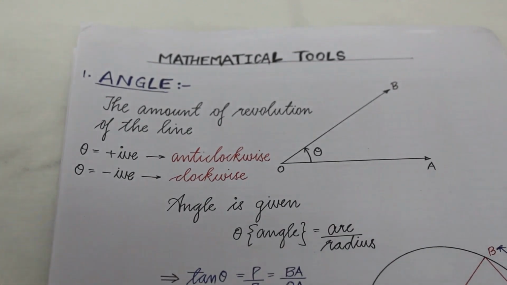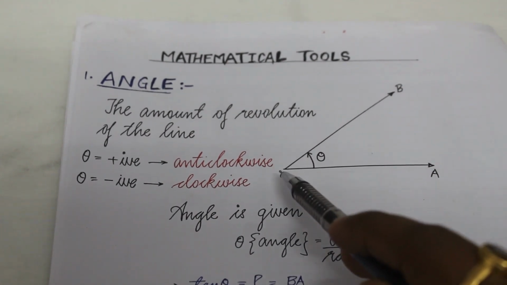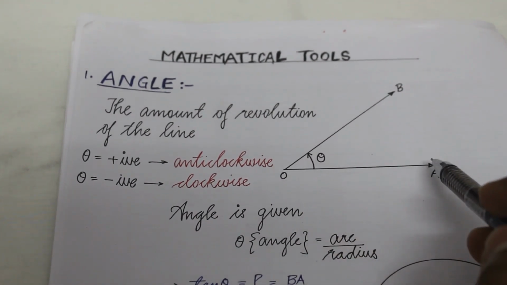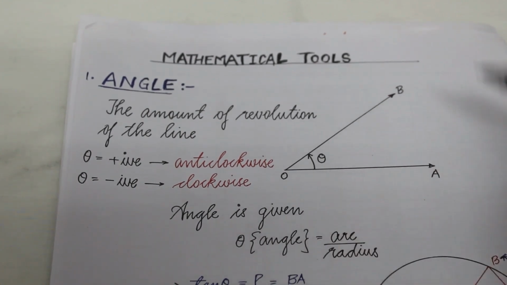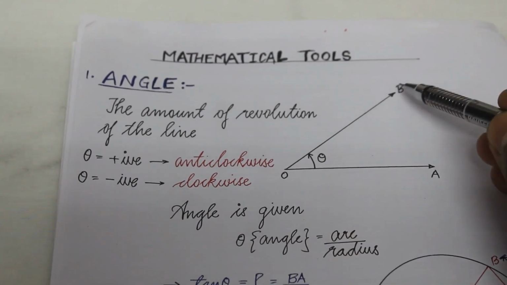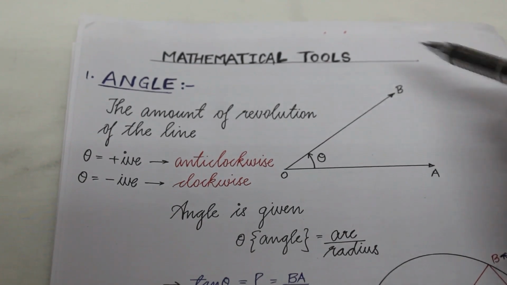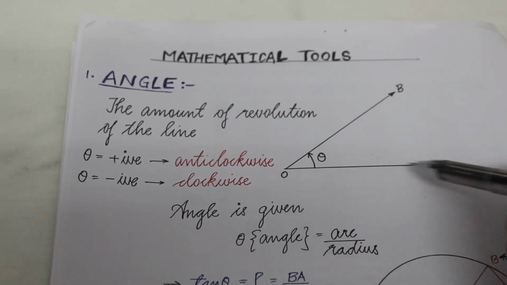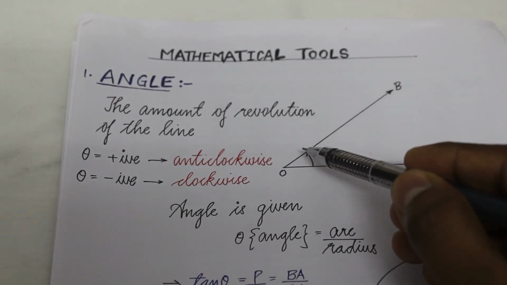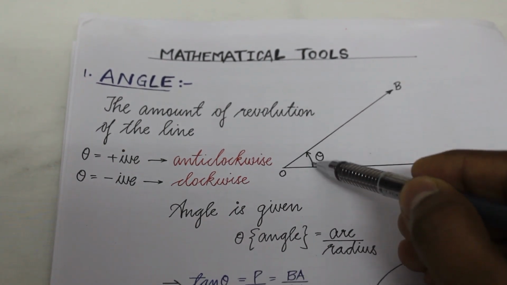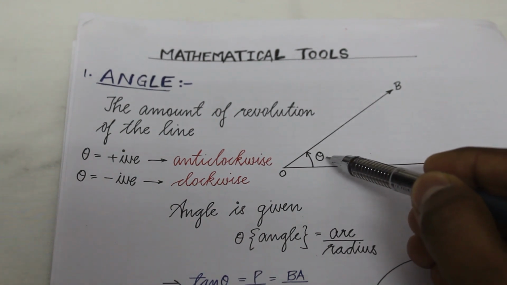What exactly is an angle? Let us suppose there is a line OA. If I rotate this line taking O as center, then let's say after some time it reaches a point B. So initially the line was along OA, now the line is along OB. So this amount of revolution of the line is taken as angle, which is mostly indicated by theta.